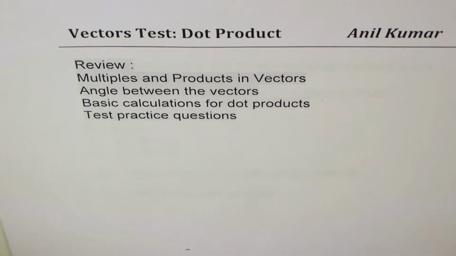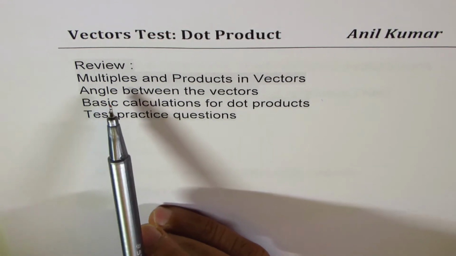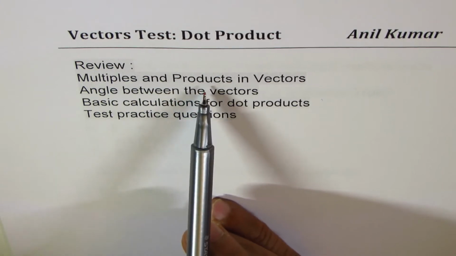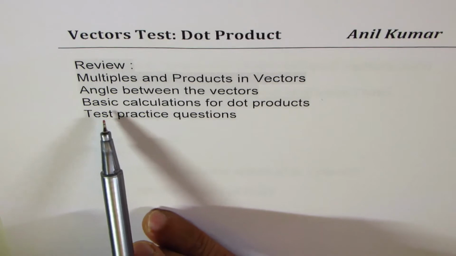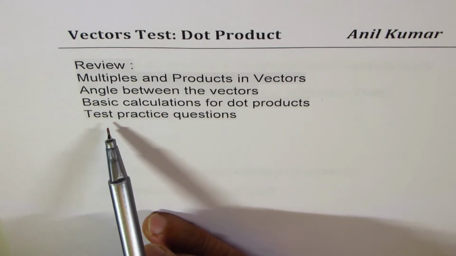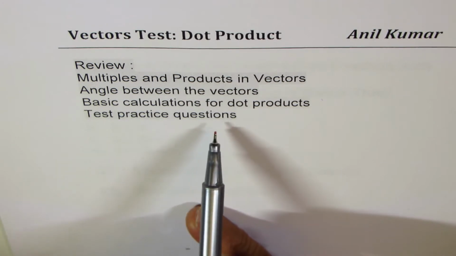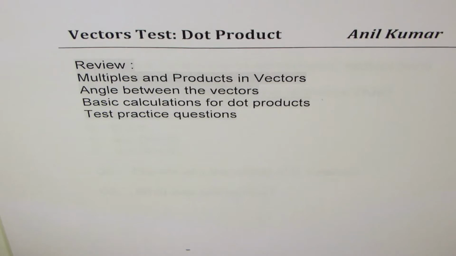In this particular video, I'm going to share with you many topics. We'll understand what multiples and products are in vectors. We'll find the angle between the vectors. We'll do some basic calculations to get started with dot products, and then take up test practice questions. Now, that part is huge, so I may run into parts 1, 2, and 3 to discuss them all.